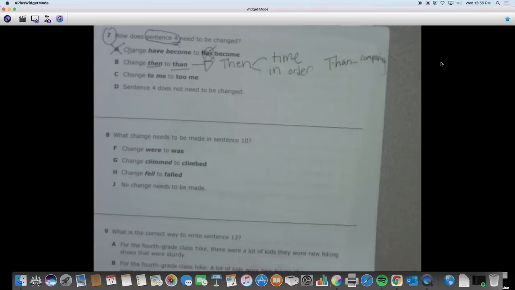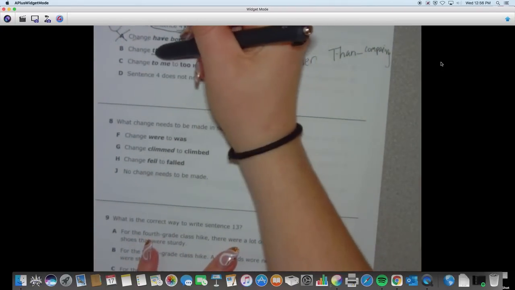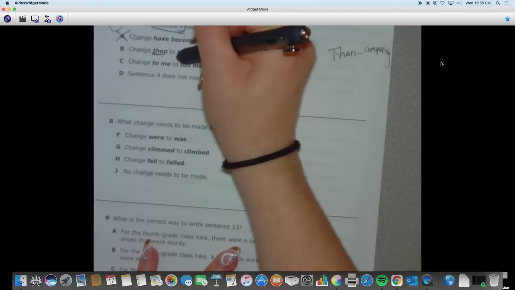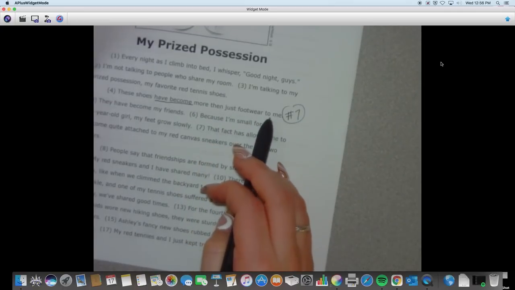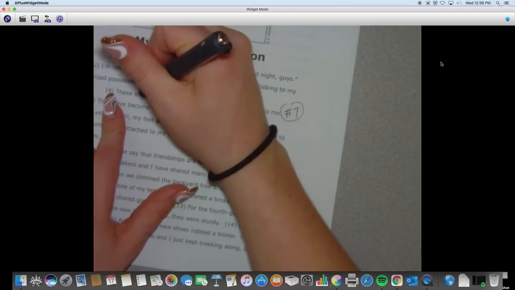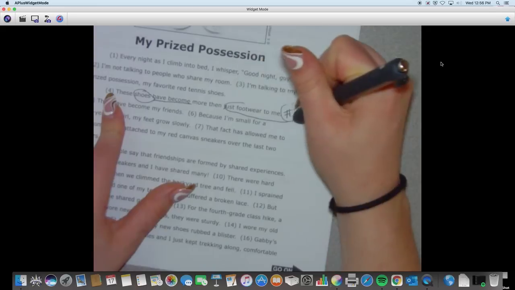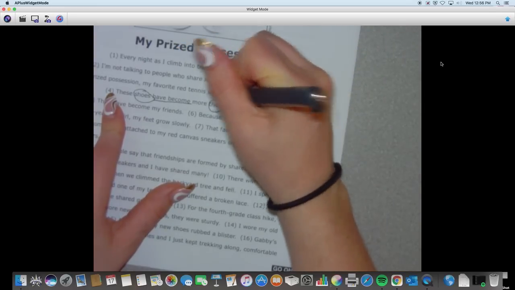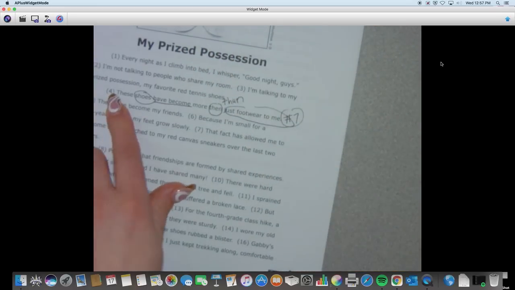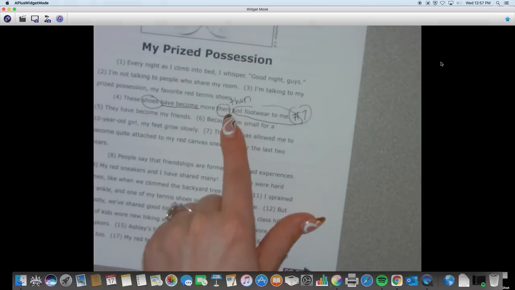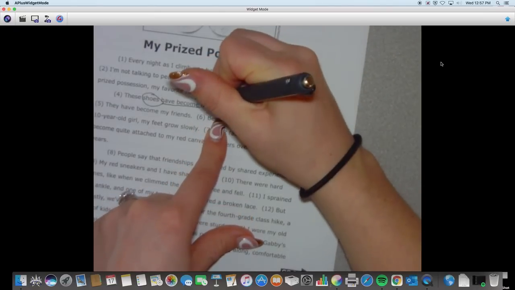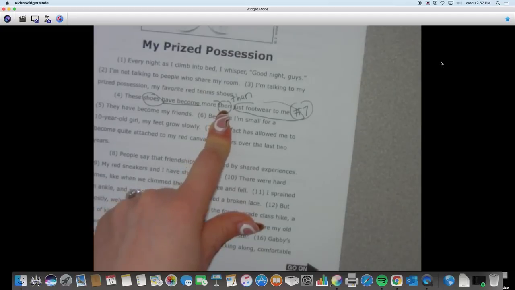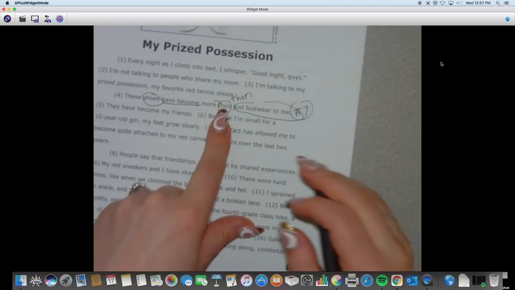So let's see, going back to sentence 4, if we need to change then, talking about time order, to than, talking about a comparison, okay? It says, these shoes have become more than just footwear to me. It looks like it's comparing the shoes to more than just footwear. So if you're trying to change then to than, that could work because it's not like we're saying these shoes have become more, then the next thing is just footwear to me. Then is talking about I did this, then I did this thing next. Than is comparing two things. So this very much could work.